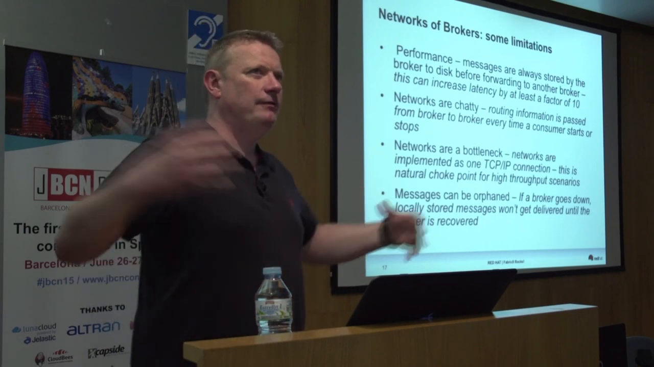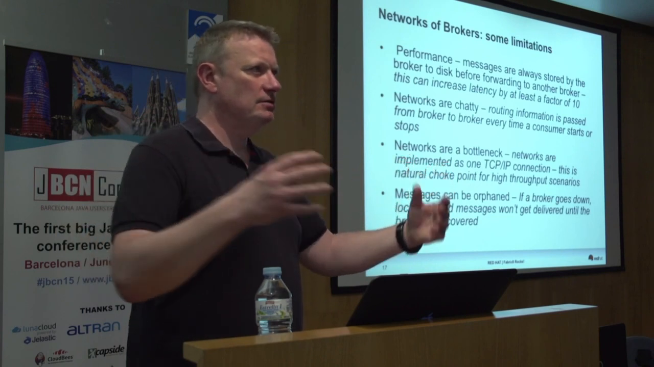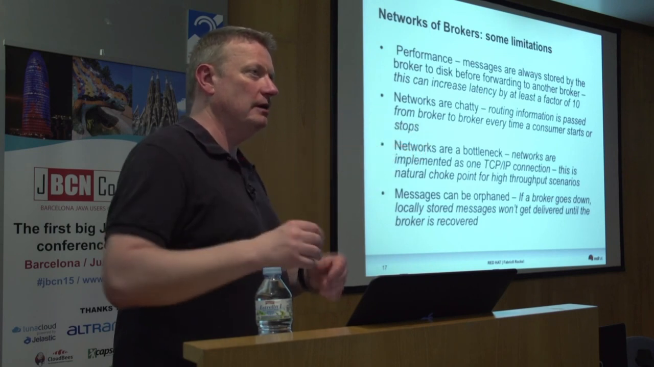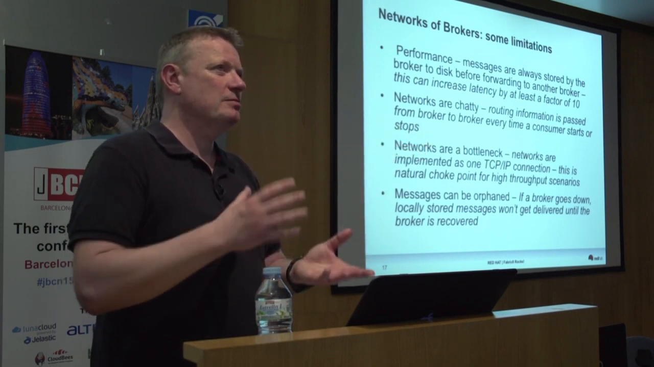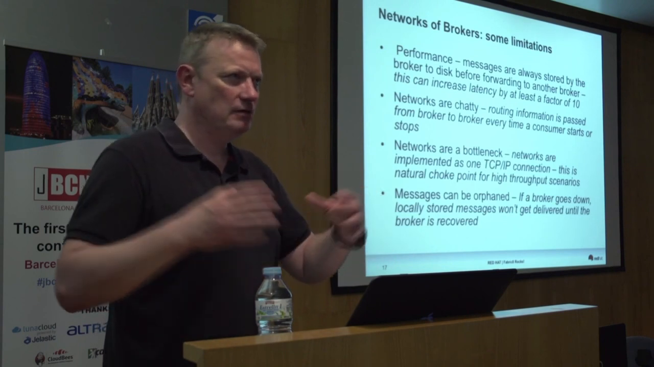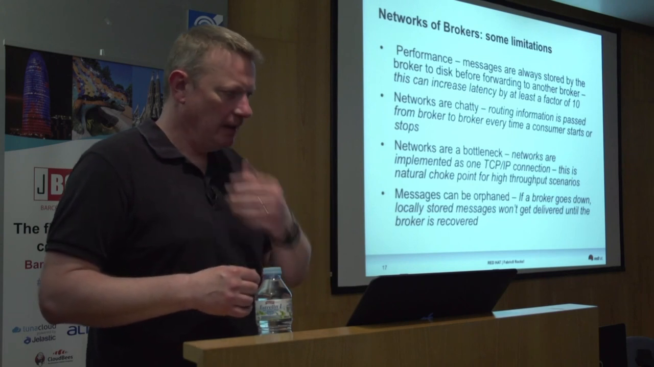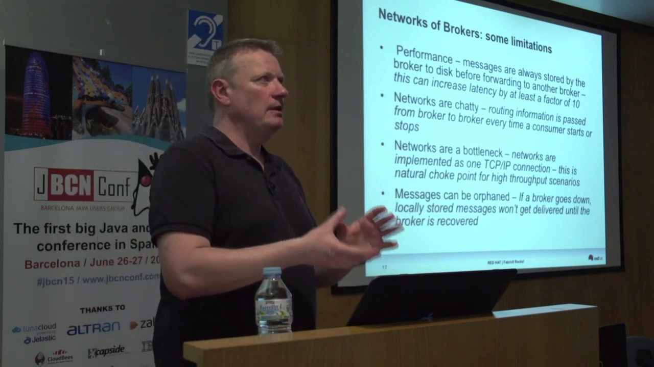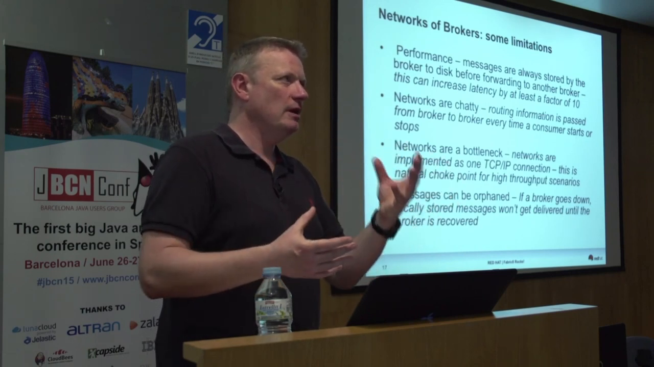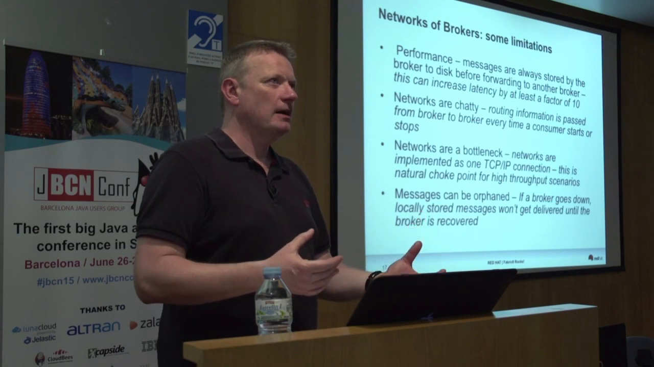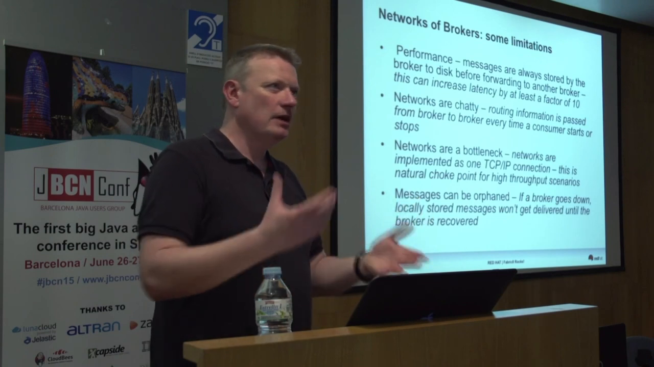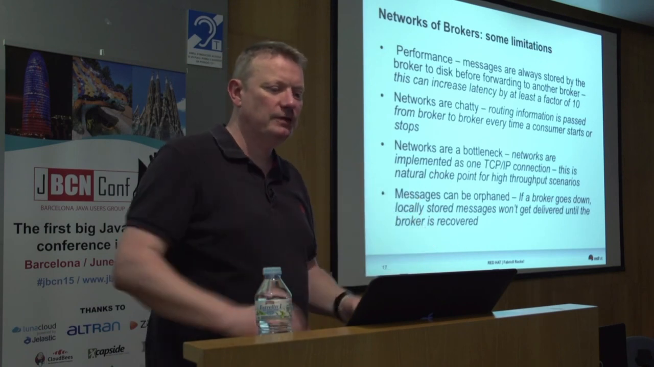So you could have hundreds of clients coming into a local broker, but you'd only have one network to another broker. Now you can set up more than one, but you typically have one, maybe two dedicated networks to carry that traffic. So you've got a bit of a bottleneck there too. And because of the way networks work, if you have a cluster in a data center, you can have orphan messages. When that broker goes down and comes back up again, your consumers may have swapped over to another message broker, and it can all get a bit hairy, and your messages will get stuck on one particular broker.